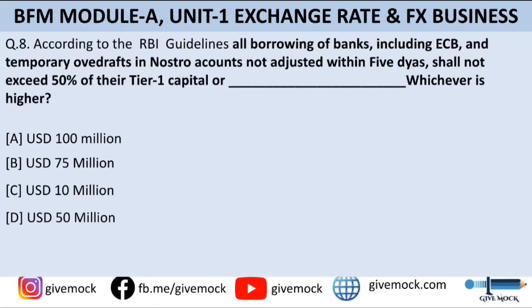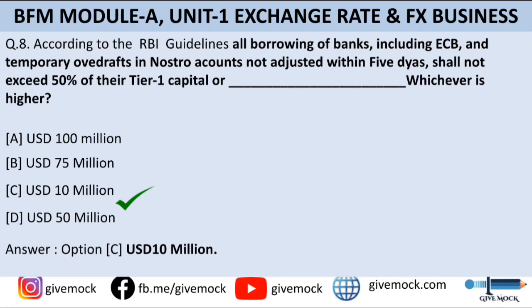According to the RBI guidelines, all borrowings of banks including ECB and temporary overdrafts in Nostro accounts not adjusted within 5 days shall not exceed 50% of the tier 1 capital or dash, whichever is higher. So guys, you need to select the correct answer. The correct answer to this question is option C, that is USD 10 million.